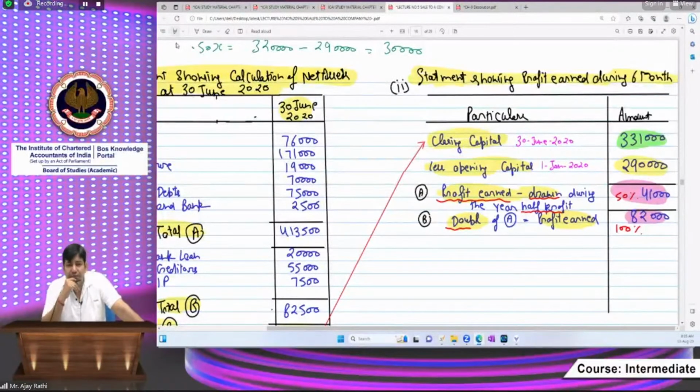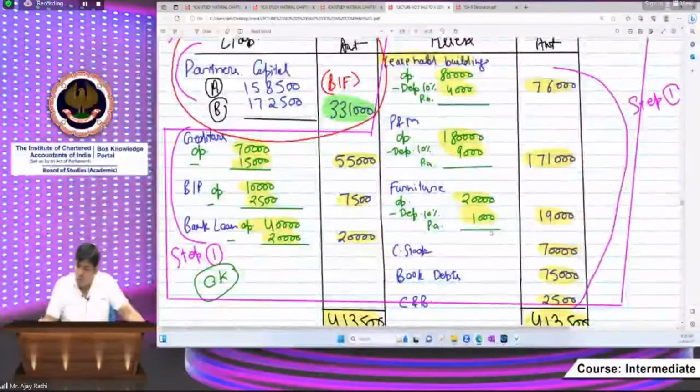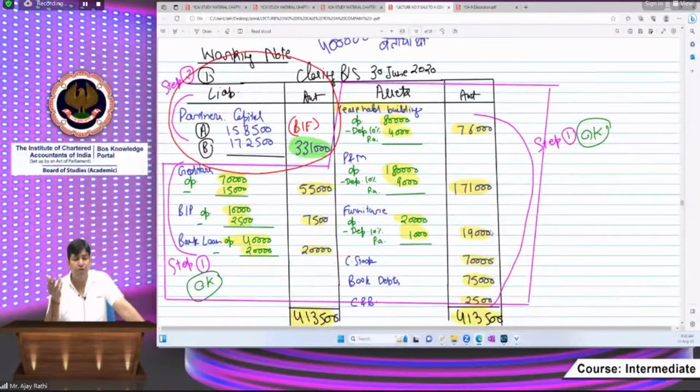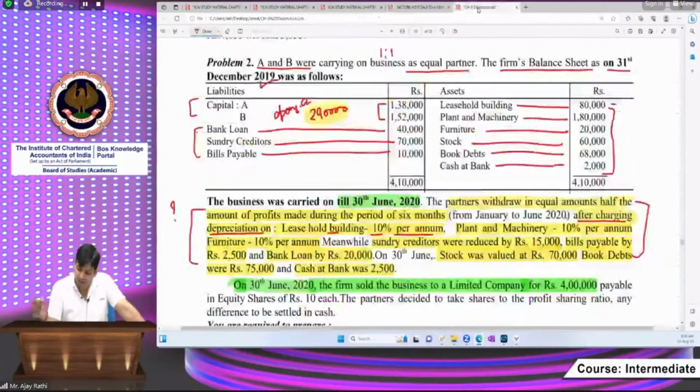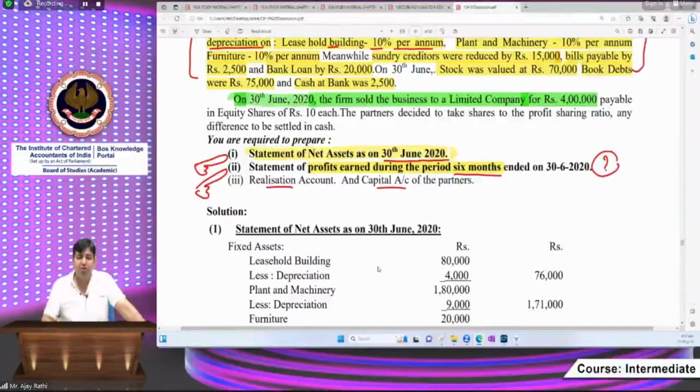Sir, do we need? Yes. Okay, let's start. But before that, please do just one thing. Can you please calculate the net assets as at 30th June? Yes, sir, very easy. Assets minus liabilities, sir. We know all the assets are there, and we know all the liabilities are there. So we can easily find out assets minus liabilities. That will be the same 3,31,000. But since the question is asking, the statement of net assets must be shown. So that is very, very easy.